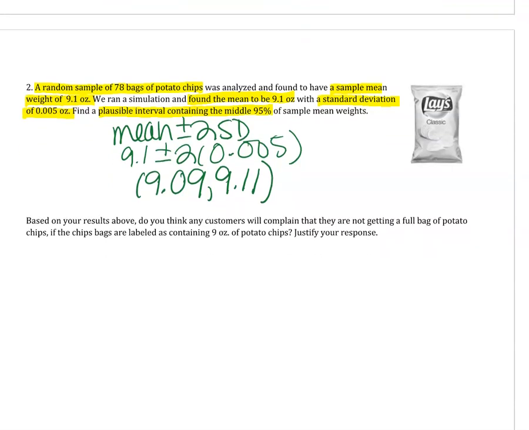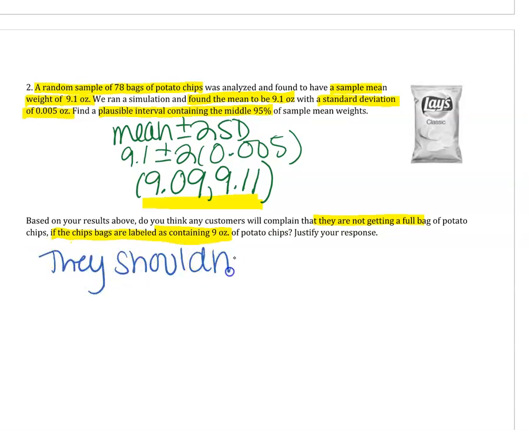So based on the results, do you think any customers will complain that they are not getting a full bag of chips if the chips are labeled as containing 9 ounces? Justify your response. So take out the fact that people just like to complain. I like to ask the question, well, should they complain? Well, if the advertisement is saying 9 ounces, you're actually more likely to get more than that. So they really shouldn't be complaining because you're on average getting more than what the bag is advertising. So I'm going to write they shouldn't, despite the fact people like to complain.